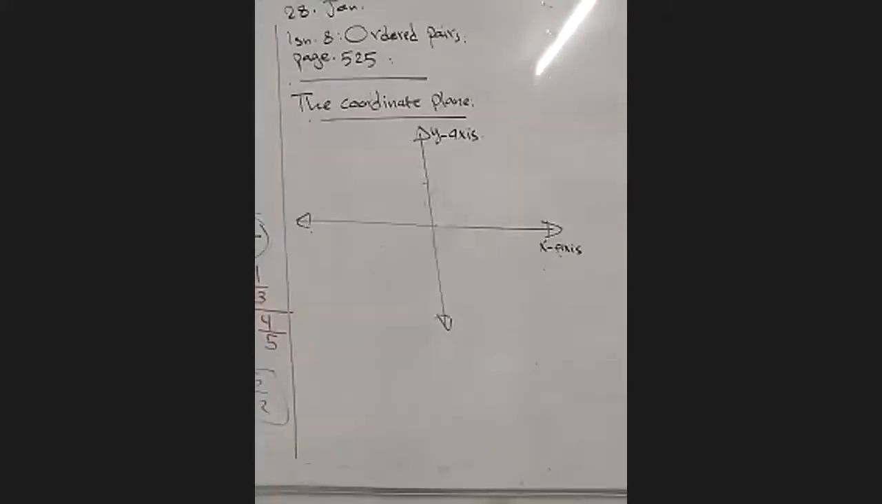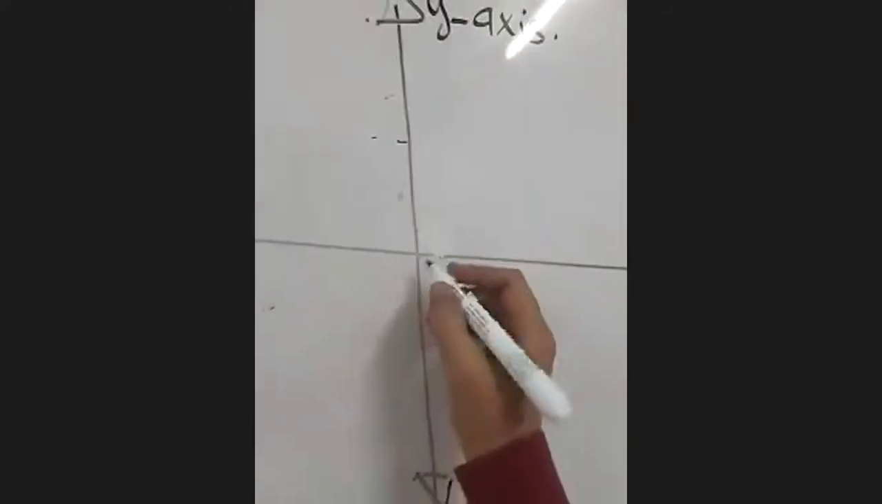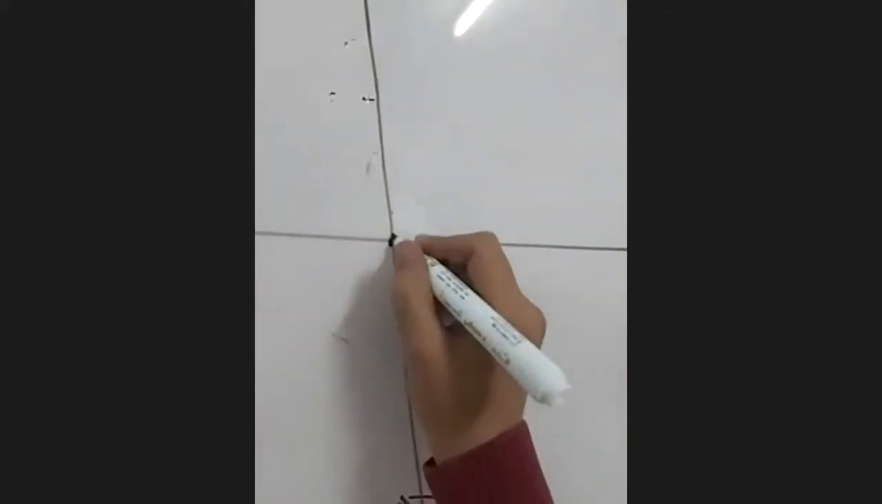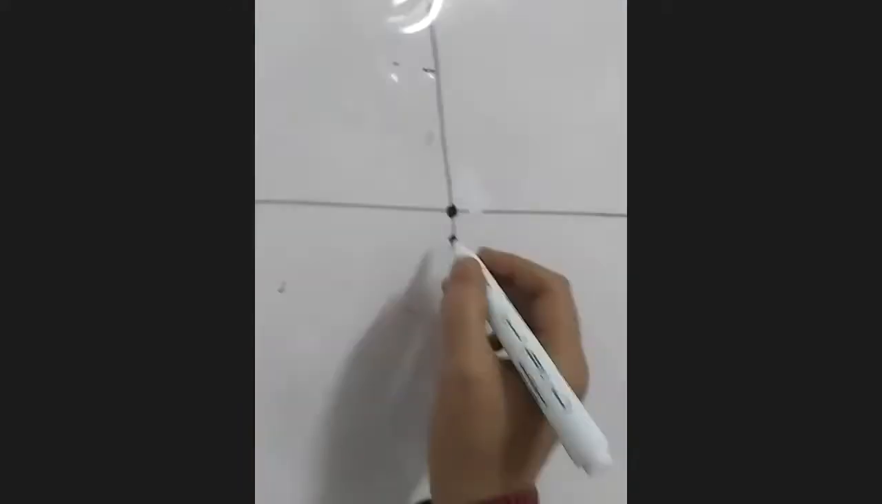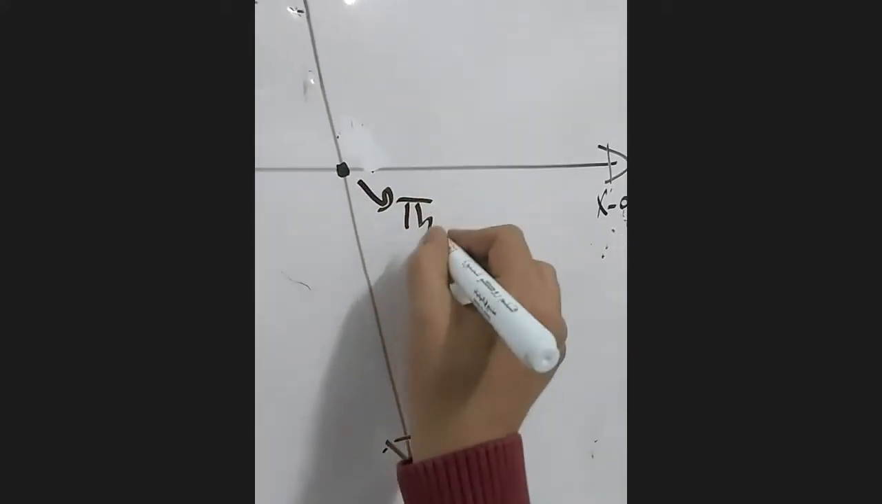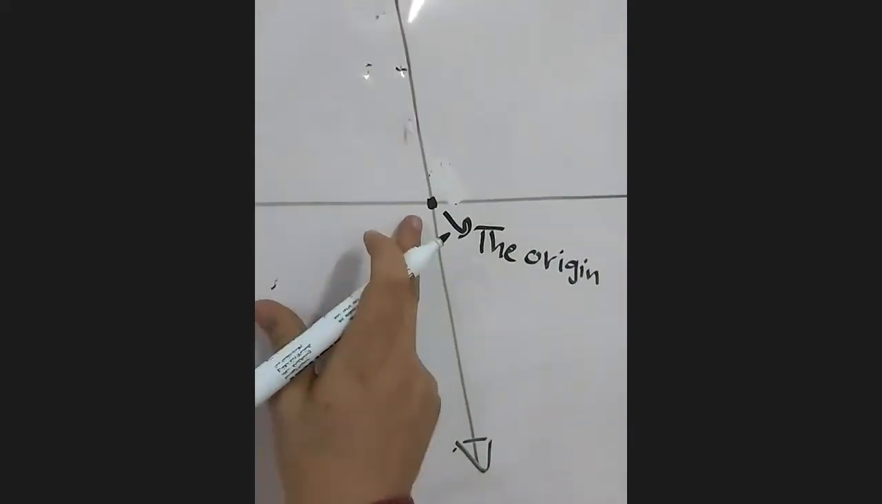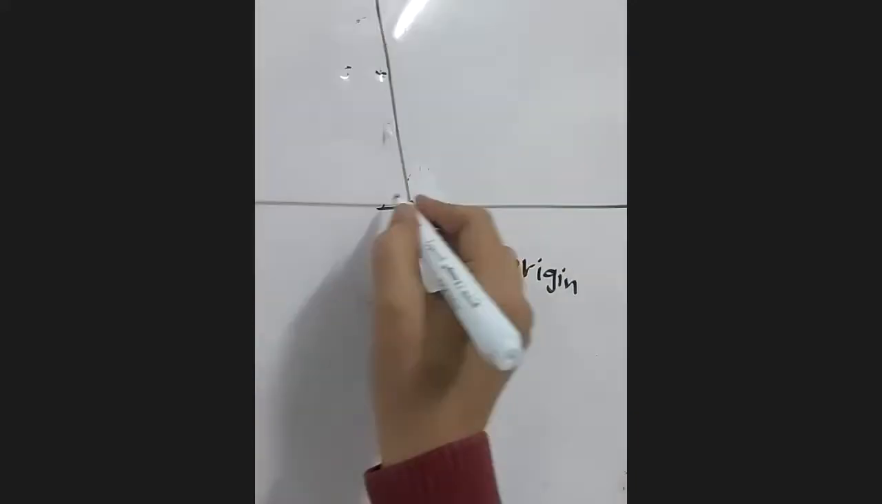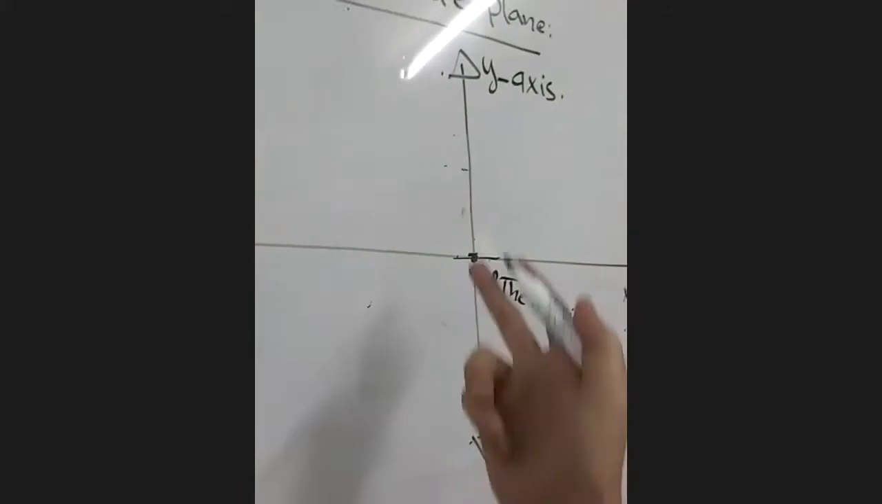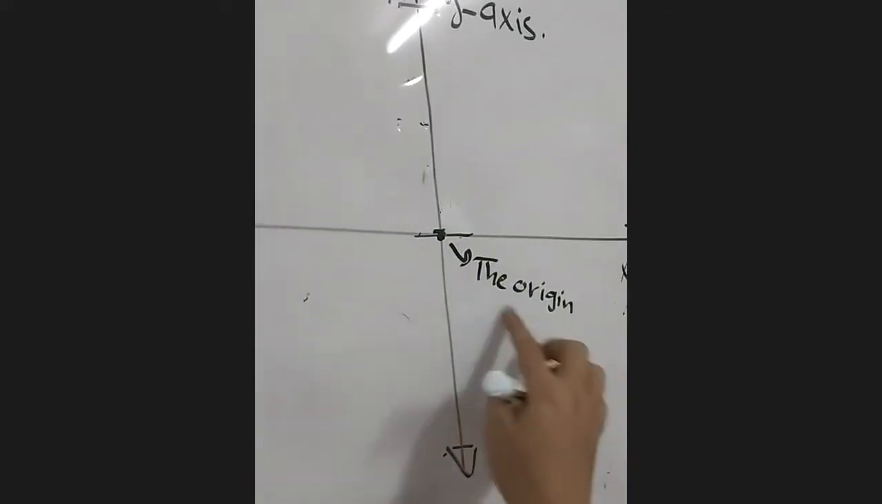Okay. Now, here at the middle, we have zeros. This point, we call it the origin. This point at the middle, the intersection point between the x-axis and the y-axis, we call it the origin.